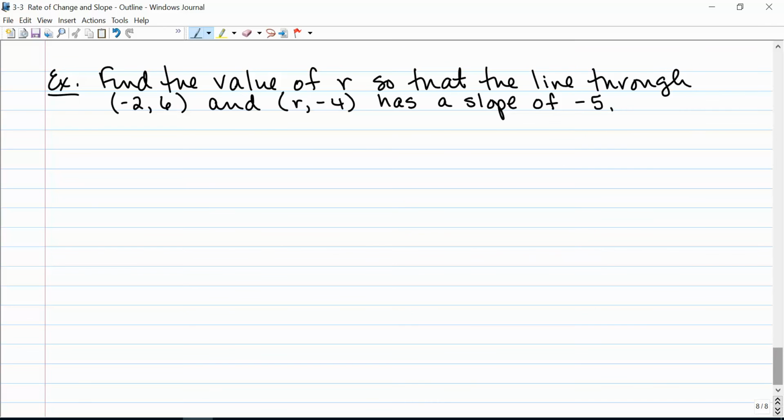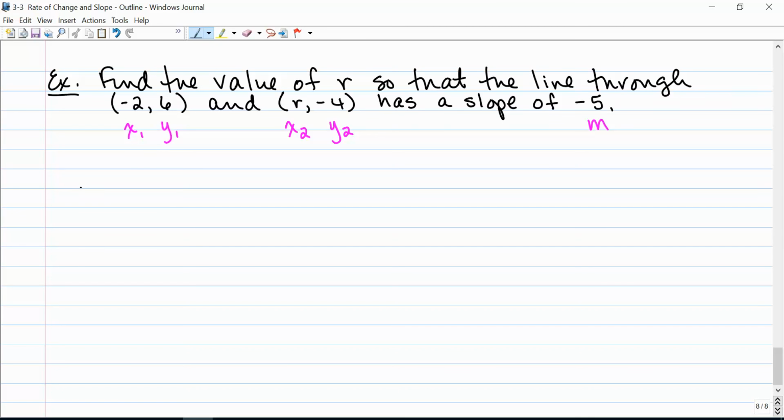And our last example here is what I call an r problem. It says find the value of r so that the line through the points negative 2, 6 and r, negative 4 has a slope of negative 5. So in other words, I know what x1 and y1 are, but I don't know what x2 is, I know what y2 is, and I know that my slope is negative 5.